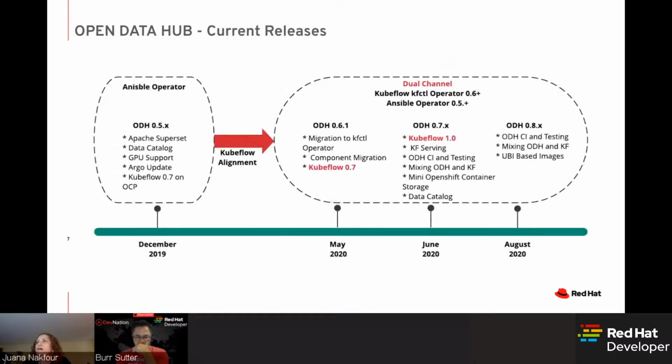So a little bit here about where Open Data Hub today is with regards to releases. We started late last year, actually for a year and a half or so. We had the operator written in Ansible, and then the last release was Open Data Hub 0.5, and we have a lot of packages in it, which I will explain here in a little bit. But we did this big shift in the operator world to align better with Kubeflow. We actually converted the Ansible operator to the Kubeflow KFCTL operator.